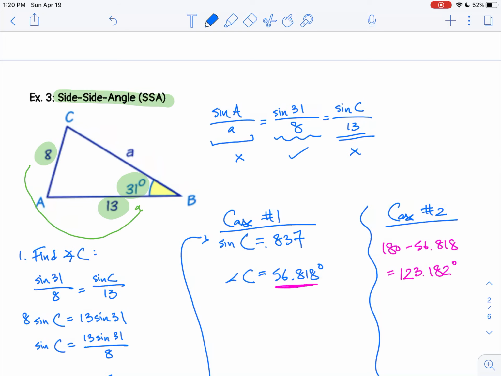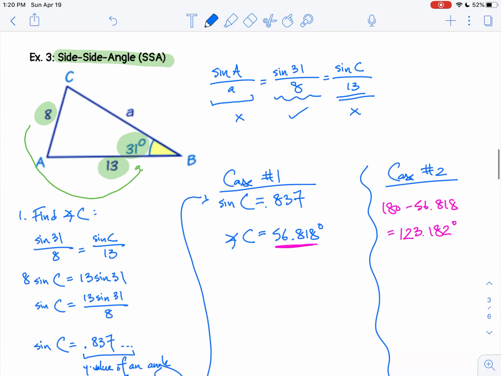Well, let's take a look at case number 1 and see what that gives us. So if angle C is 56.818, then I can go ahead and find angle A. And I know that angle A is just going to be 180 minus the 31 minus 56.818, and that's going to give me a measure for angle A of 92.182 degrees. Okay.